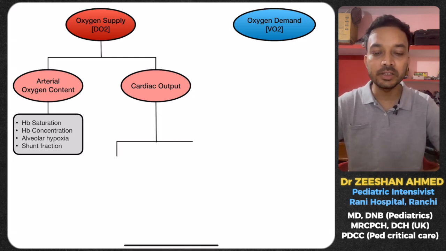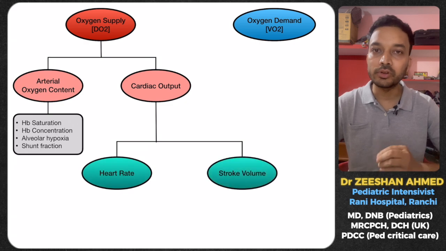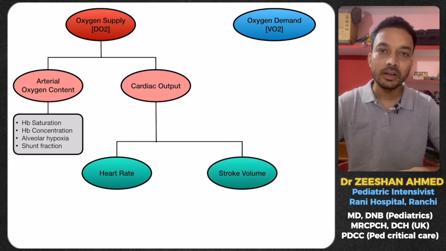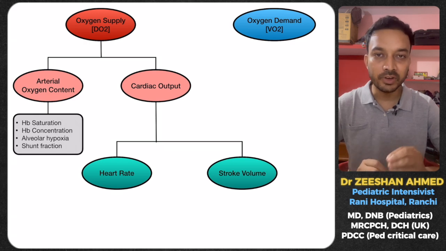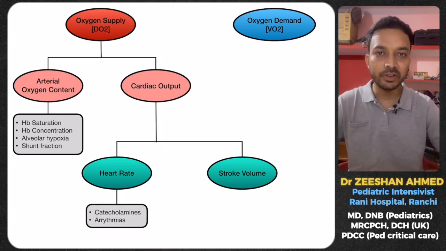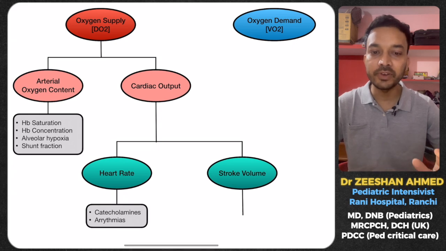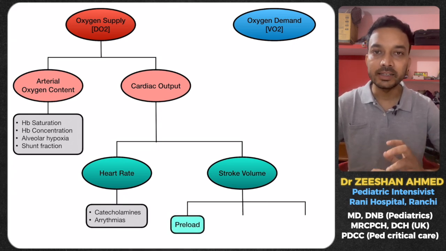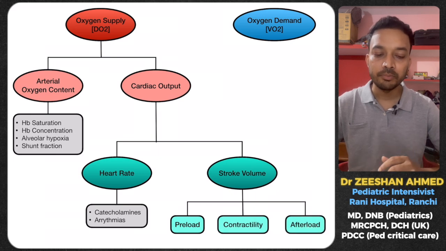Coming to cardiac output. Now, cardiac output depends upon two factors. We know that it's a product of heart rate and stroke volume. So, if either of these gets affected, it will lead to decreased cardiac output. Heart rate can be affected by a variety of factors, for example, catecholamines, endogenous or exogenous, and arrhythmias. And stroke volume is dependent upon three factors. Preload, that is the volume status of the body, the contractility of the heart, and the afterload, that is the systemic vascular resistance of the body.